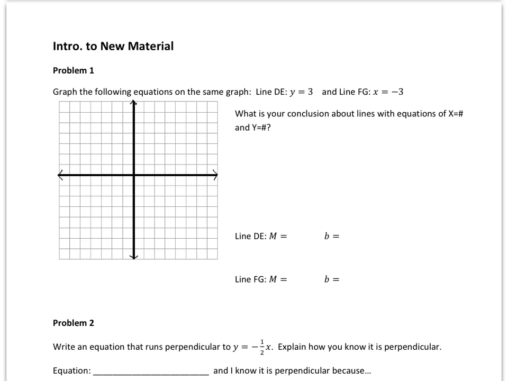Okay, graph the following equations on the same graph. Okay, line DE is y equals 3, and line FG is x equals negative 3. Okay, I want you guys to graph both of these equations on this graph now. So go ahead and hit pause and do that.